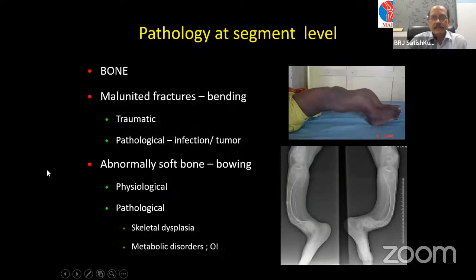For example, this is the pathology at the segment level. The pathology at segment level, if it has to produce a deformity, is generally only in the bone. So for example, malunited fractures, post-traumatic or pathological, or abnormally soft bone, as you see here in osteogenesis imperfecta, where there is a severe deformity at the leg level, what we call the segment level.